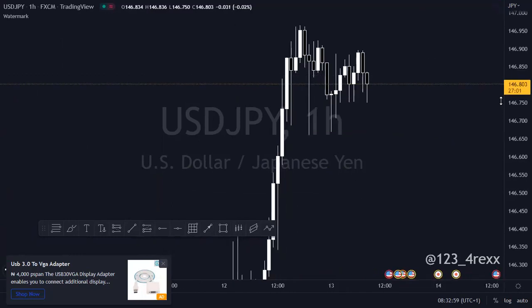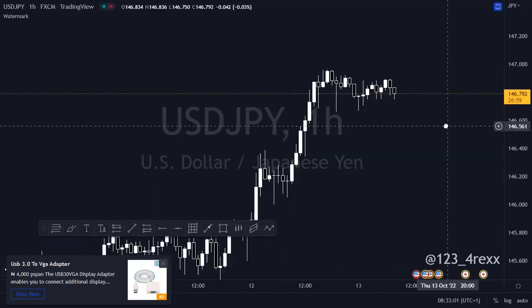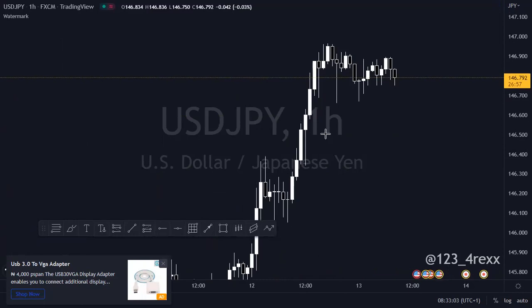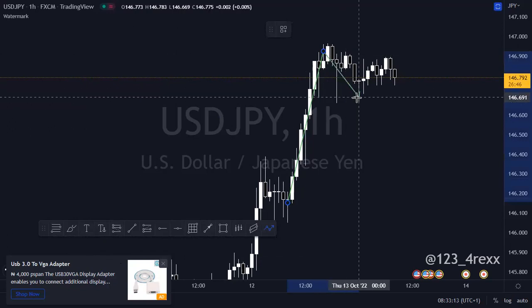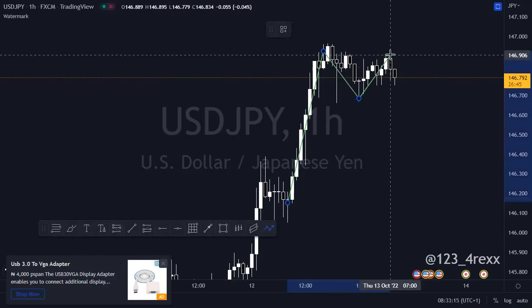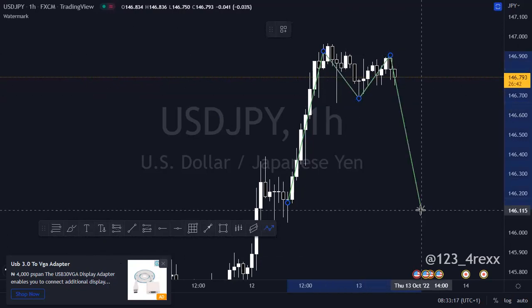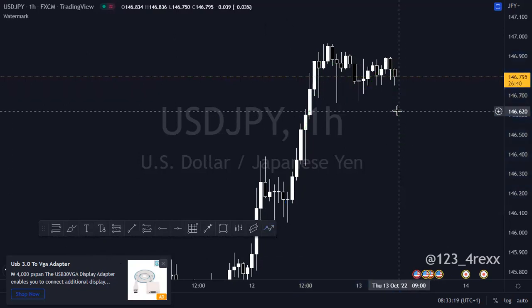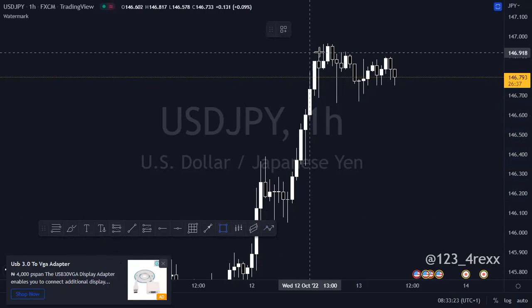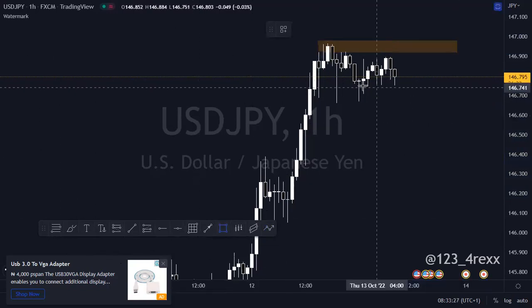Man, price just impulsed to the upside, and then it has just been ranging here. It's not really ranging, but price pushed up here, pushed to the downside, and then went back up. Do you understand? Now it's actually trying to come down. So what we can look out for on this pair is, is it going to come back to break this high here, or is it going to come down to break this low here?